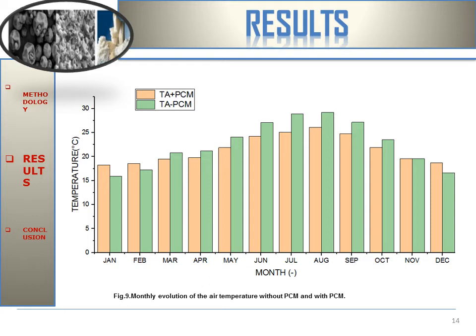Figure 9 presents the monthly evolution of the yearly temperature without PCM and with PCM. We make the comparison for the wall with PCM and the wall without integrated PCM.